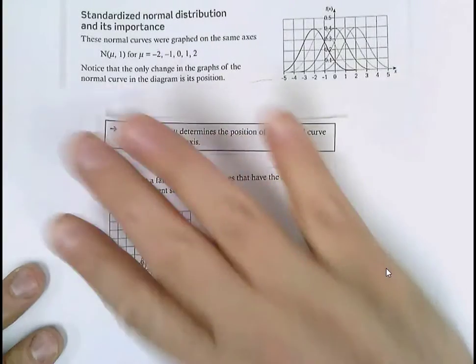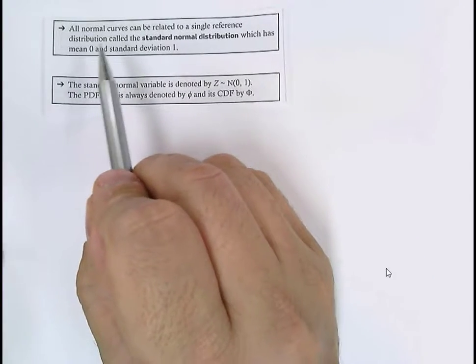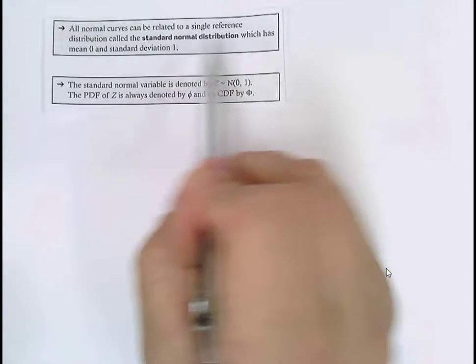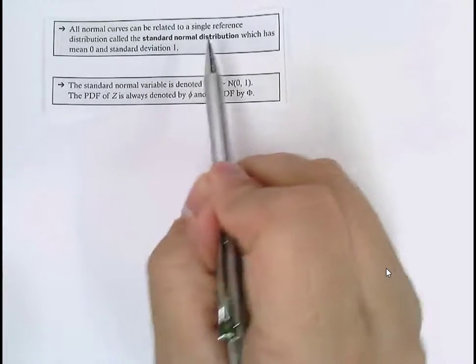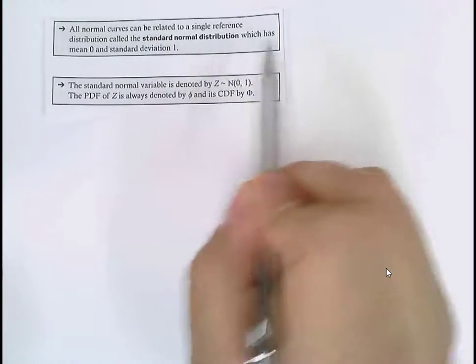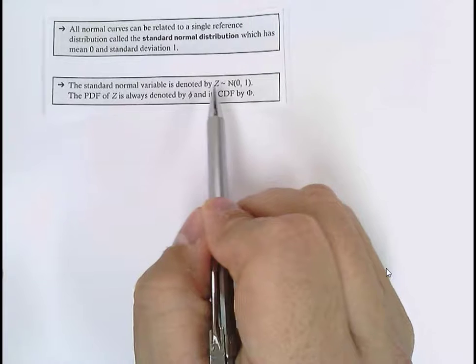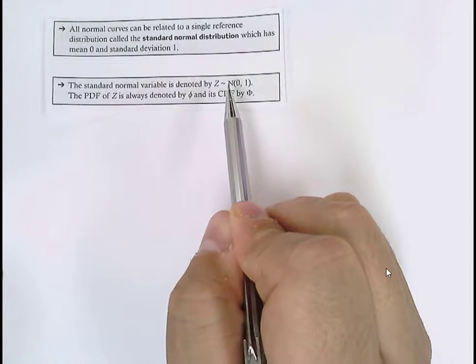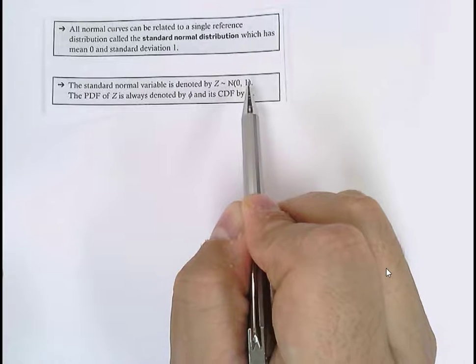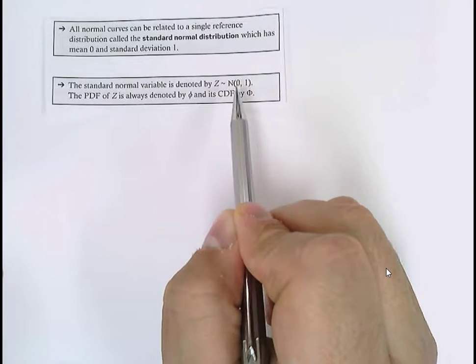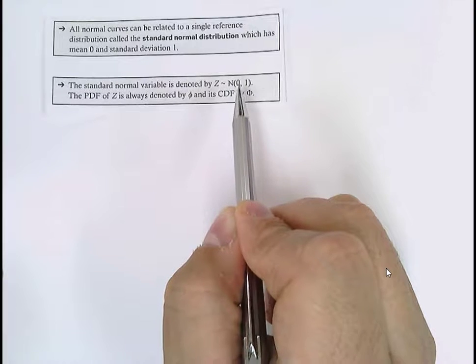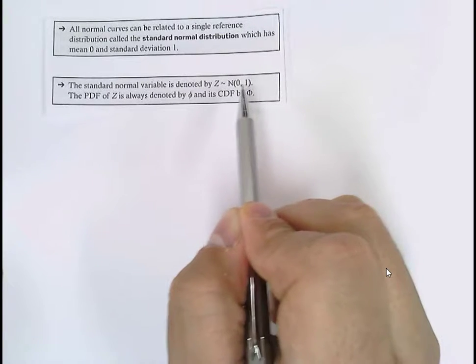Next, let's look up here at some notation that we're going to have. It says all normal curves can be related to a single reference distribution called the standard normal distribution. I've already mentioned that before, but now we're going to talk about it more formally. The standard normal distribution has a mean of 0 and a standard deviation of 1, and the standard normal variable is denoted by z. So when we use z, we're talking about the specific normal distribution that has mean 0 and standard deviation 1. The mean is right on the y-axis, and the standard deviation of 1 is just 1 from that mean.